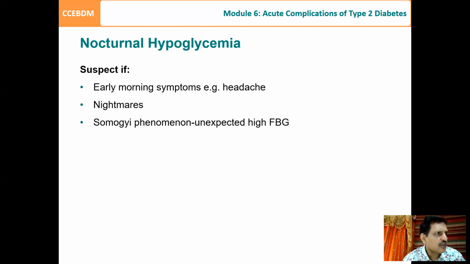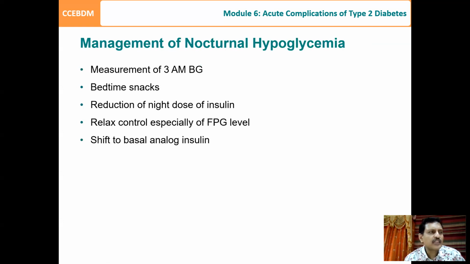Coming to nocturnal hypoglycemia, that is also an important concern, because nocturnal hypoglycemia is associated with mortality. If someone develops hypoglycemia in the middle of the night, if it is severe, and if there is a precipitation of an arrhythmia, especially if the patient has a background cardiovascular disease, the morbidity and mortality will be very high. So the patient may have early morning symptoms of headache, or sometimes there may be nightmares. The best way to identify them is to check the 3 AM blood glucose level. If you have any doubt, ask the patient to check the 3 AM blood glucose level.